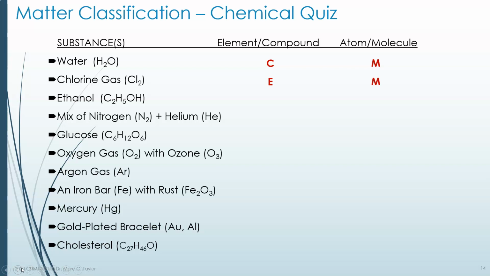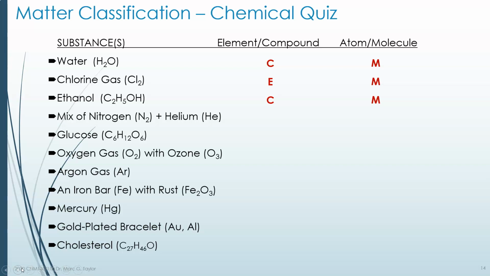Ethanol, we've talked about this formula before, 2 carbons, 6 hydrogens, and 1 oxygen. So we know it has to be a compound. It has 3 different kinds of atoms in it. And all compounds are by definition molecules because they have to have at least 2 atoms in them.